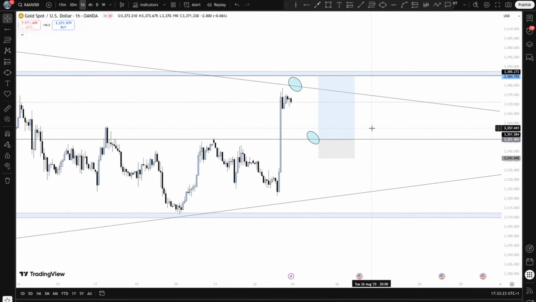Gold is not giving us a direction right now. So as you know, right now, gold is not giving us a direction. So we won't say we will be buying gold, we'll be selling gold.